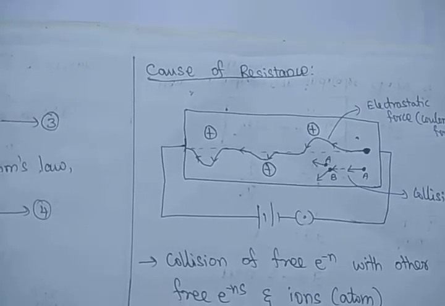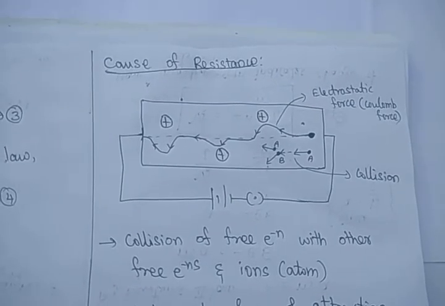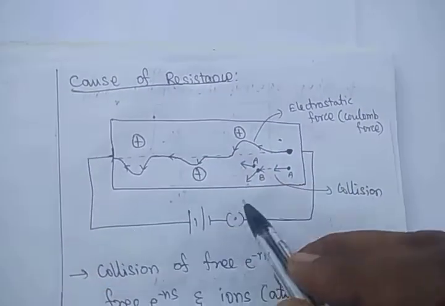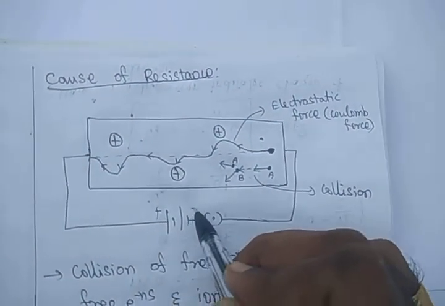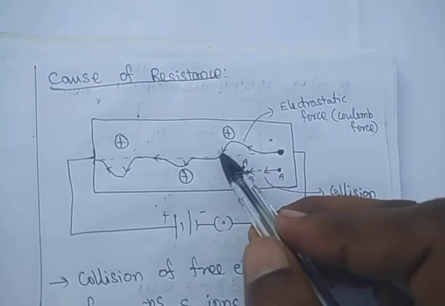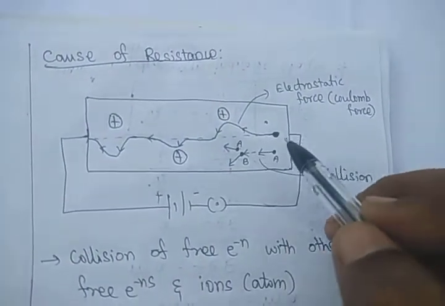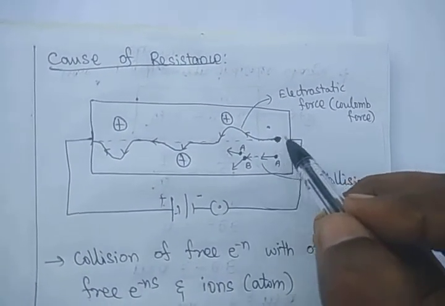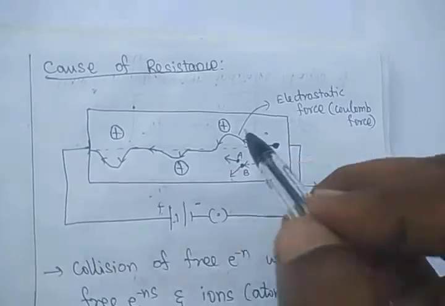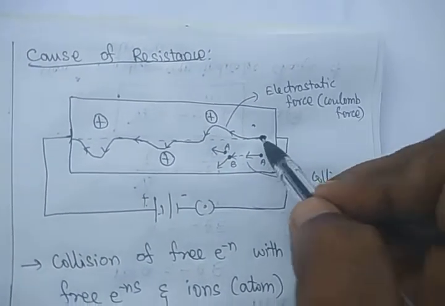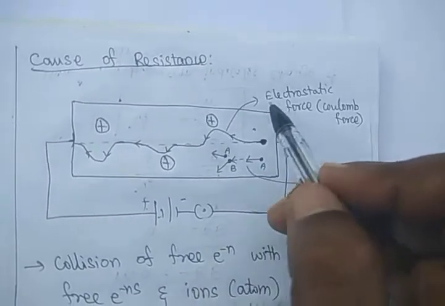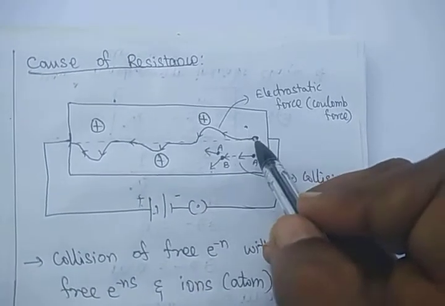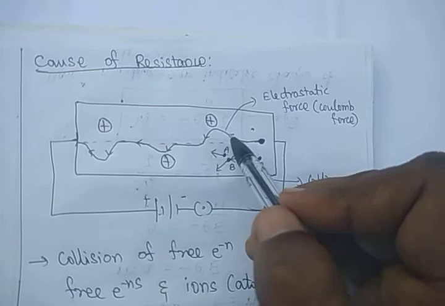What is the cause for resistance, sir? This topic we have already studied in 10th standard, and I will recall it for you. What will happen when the material is connected with a potential difference, positive and negative, that is a battery? The actual path of the free electron is expected to be a straight line. But what happens actually? If the free electron is a negative charge and the ion is a positive charge, there will be an electrostatic force of attraction, that means a Coulomb force of attraction between this positive ion and the negative electron. So the negative electron will move to this side.